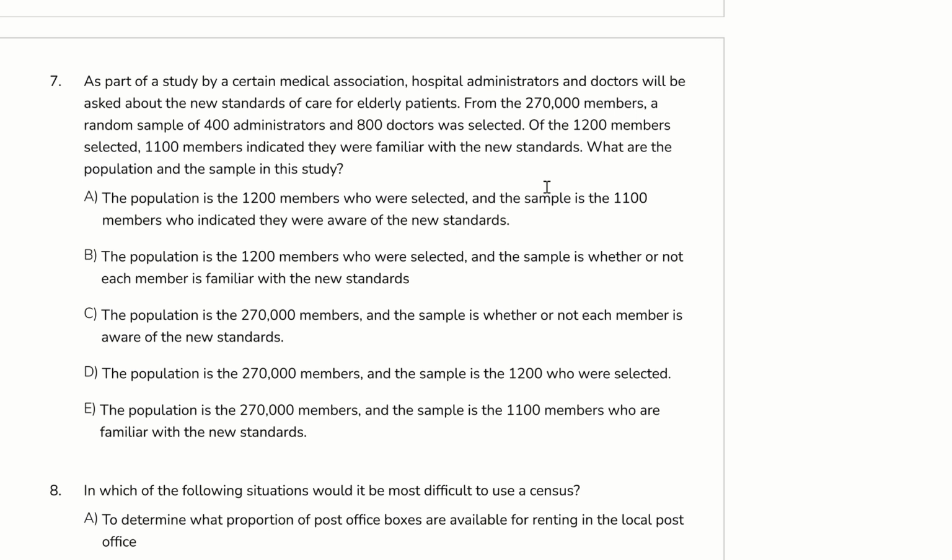Okay, so population and sample, we choose the choice. All right, population is the 1,200 members who were selected, and the sample is the 1,100 members who indicated they were aware of the new standards.